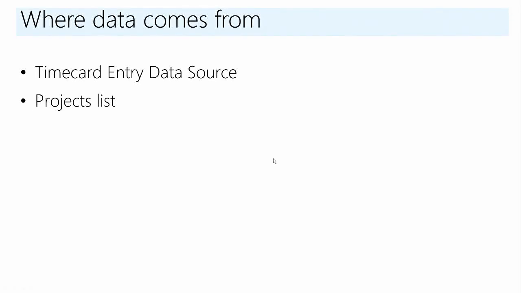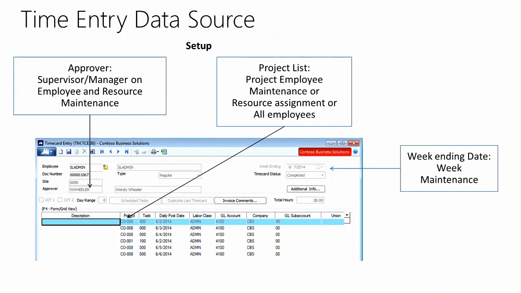So let's discuss where the data comes from related to a time card and also the project lists that are available on the time card. The data sources on a time card, I've included this slide and a couple others so that you can refer back to them, but there's some key components on a time card, specifically who the approver is. So this is that document level approver we've been talking about. The project list, where does that come from? And then also we have a week ending date.